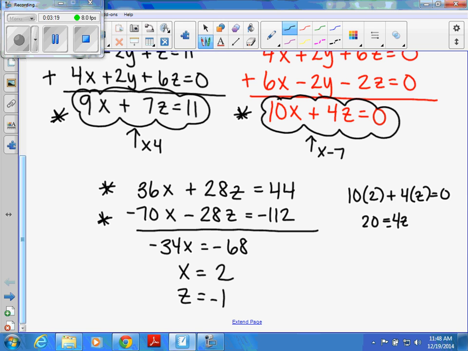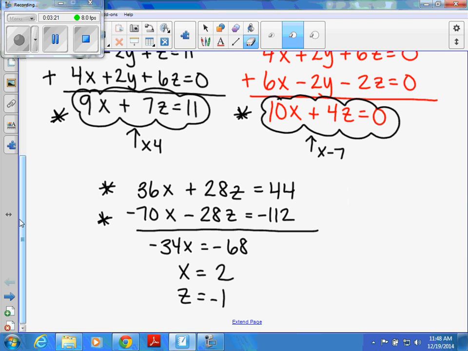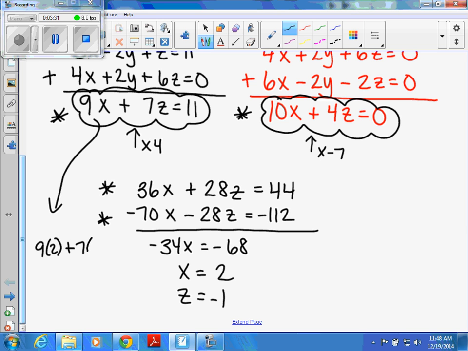I made a mistake, sorry. Go back one more time. If x equals 2, and I already told you that z equals a -1, let's go back over here really quick. 9 times 2 plus 7z equals 11. 18 plus 7z equals 11. 7z equals a -7, so z equals a -1. Y equals a -1. So all you do is you go back up into any one of those.